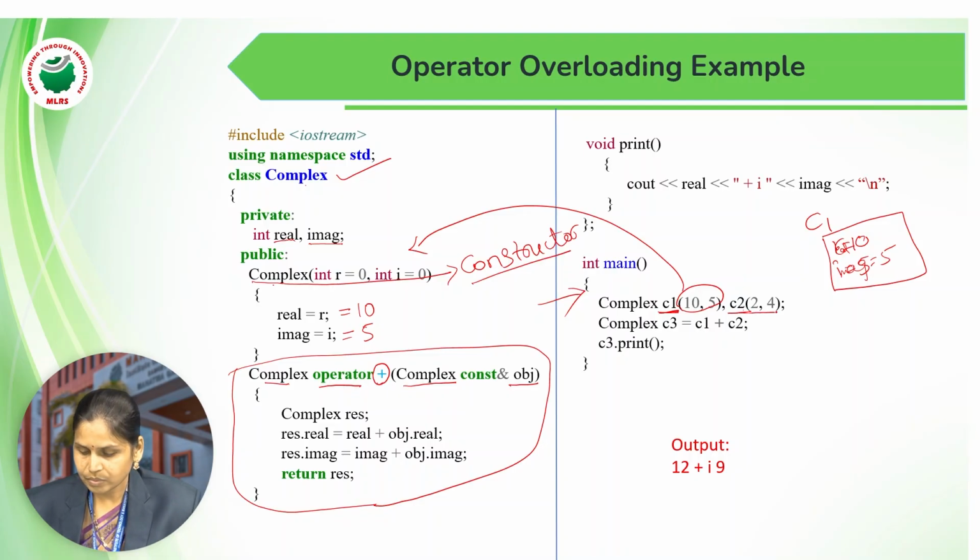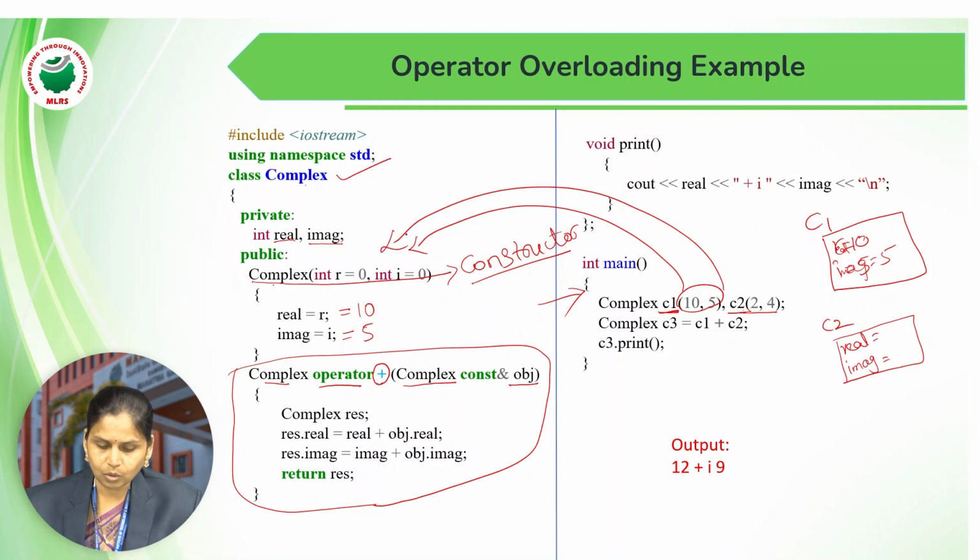Next I created the second object, C2. Here the first variable is real and the second is imaginary, so I am passing 2 and 4. When this object is created, it automatically calls the same constructor and the values are replaced with 2 and 4. In the second case, the real value is 2 and the imaginary value is 4. Next I created object C3.